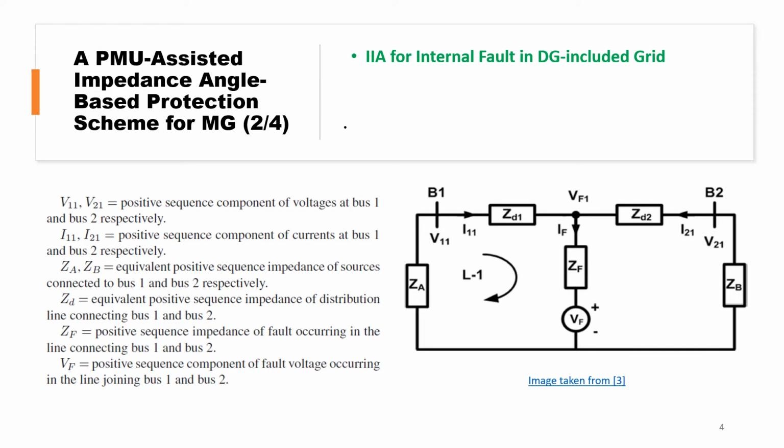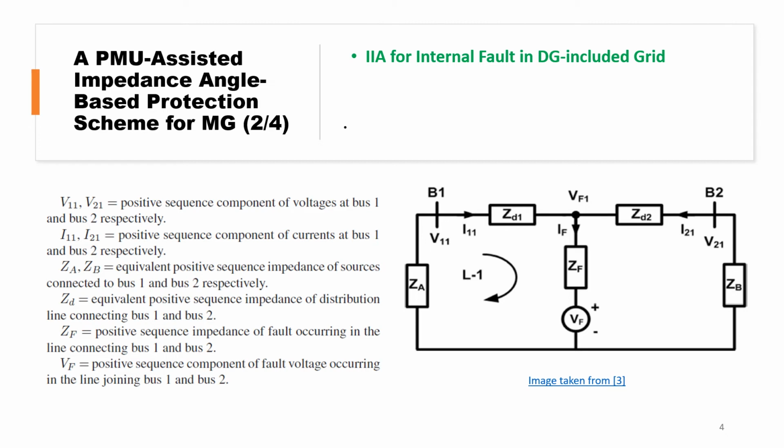We can see a schematic in this figure. This is a two bus system to help us understand IIA, and the results will apply to a larger system as well. We can see two nodes. On the left hand side we have bus B1. On the right hand side node 2 has bus B2, and in the middle node 3 has the point where we will measure the fault, VF1.